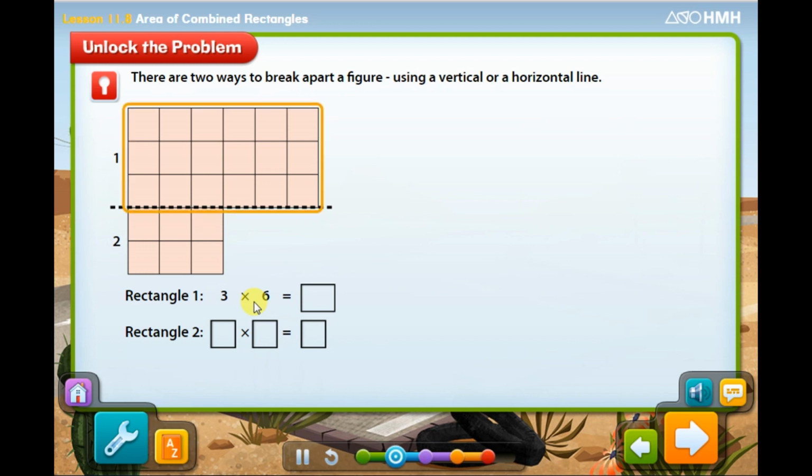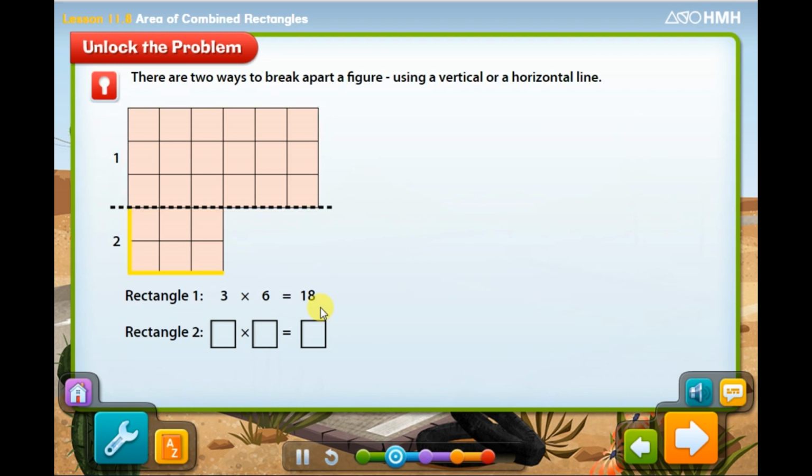What's the area of rectangle 1? Say timetable 3 or timetable 6. I will use timetable 6 this time. So 6, 12, 18. So it's 18. The area is 18 square units.